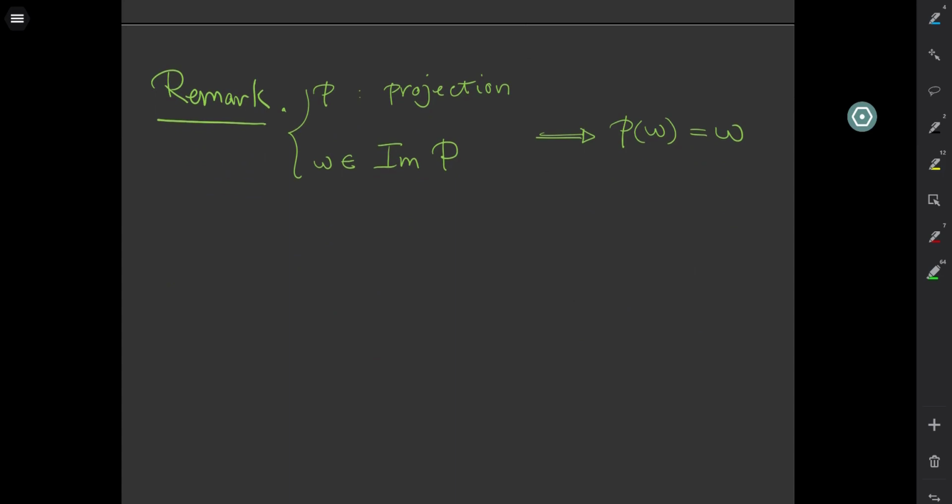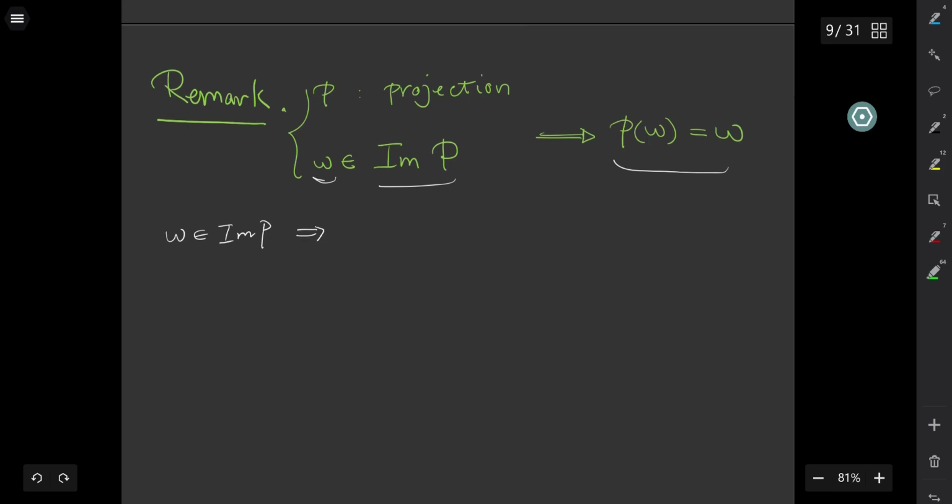For example, if P is a projection and we take one element W in the image of P, then P of W is equal to W itself. How do we prove this? Because W is in the image, there exists V in V, where P is from V to V, such that W is P of V.